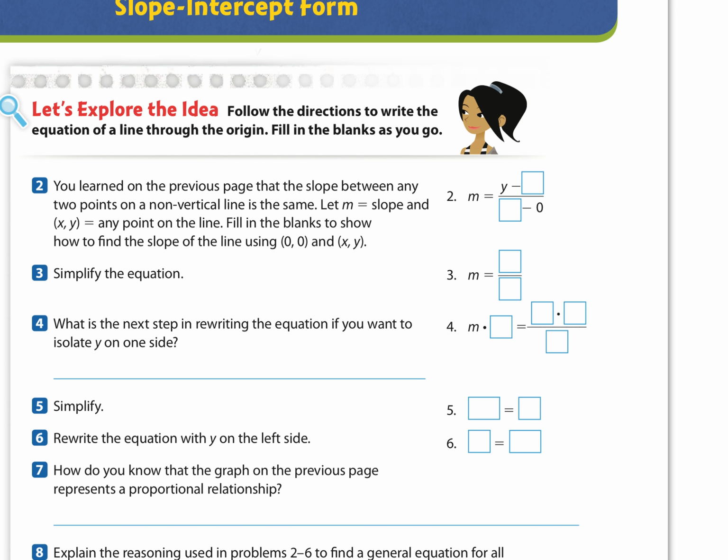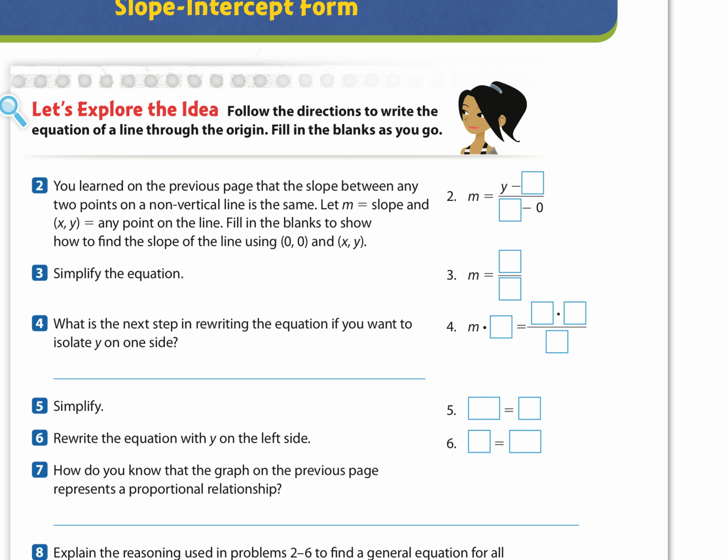Right, page 112. I need somebody to read the instructions on the top and also number 2. Kenya. Let's explore the idea. Follow the directions to write the equation of a line through the origin. Fill in the blanks as you go. You learned on the previous page that the slope between any 2 points on a non-vertical line is the same. Let m equal slope and x, y equal any point on the line. Fill in the blanks to show how to find the slope of the line using 0, 0, and x, y.